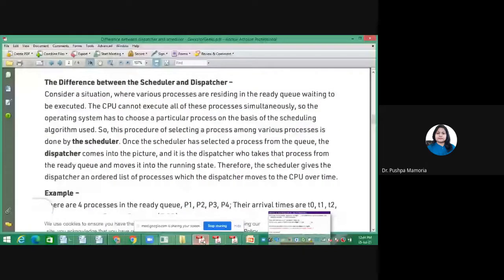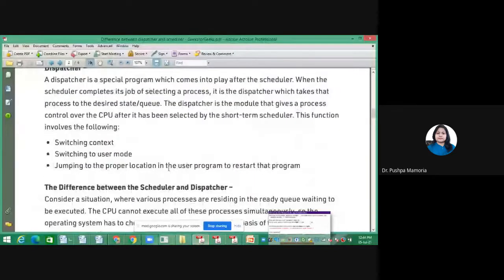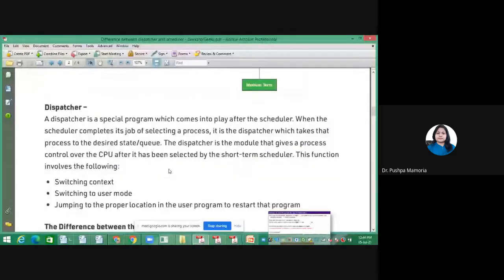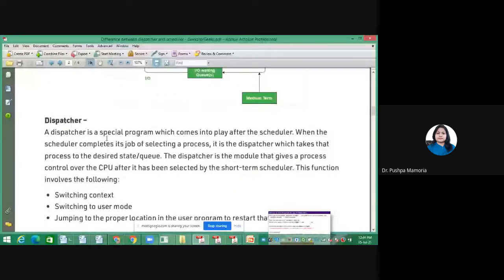So here we can see what a dispatcher is. They are saying a dispatcher is a special program which comes into play after the scheduler. When the scheduler completes its job of selecting a process, it is the dispatcher which takes the process to the desired state or queue. So the dispatcher is the module that gives a process control over the CPU after it has been selected by the short-term scheduler.